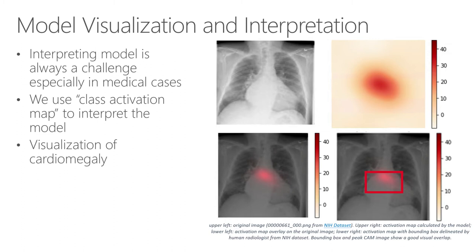Yeah. So the bounding box is labeled by a human being, and this red contour is labeled by the model. I see. Yeah, so that's why I say, okay, the model correctly identified this particular disease.